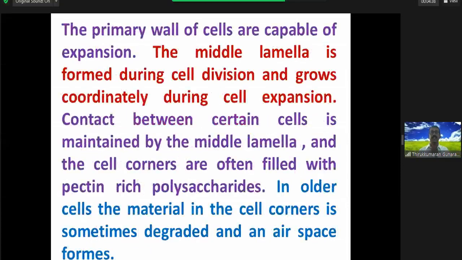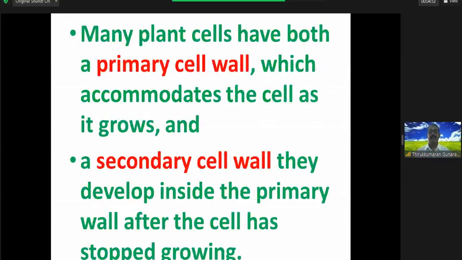interconnection between this cell and that one, isn't it? The middle lamella is formed during cell division, and you will learn about that in cell division. Then the cell wall has the primary cell wall, which accommodates the cell as it grows, and the secondary cell wall, which develops inside the primary wall after the cell has stopped growing. The primary wall develops while the cell grows, but after growth and cell division stop, the secondary cell wall develops.